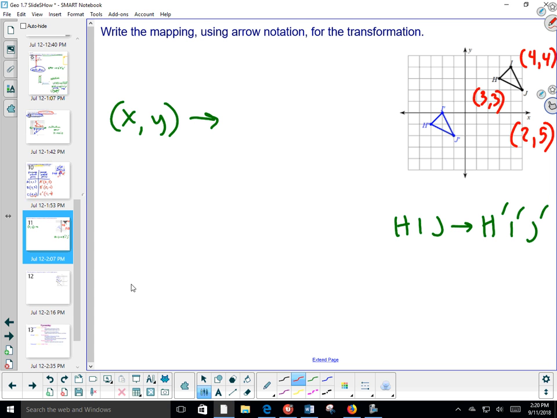Everybody okay with these? No, shouldn't it be 5, 2? Oh, yeah. Is it 2, 5 or 5, 2? 5, 2. Yes. 5, 2?